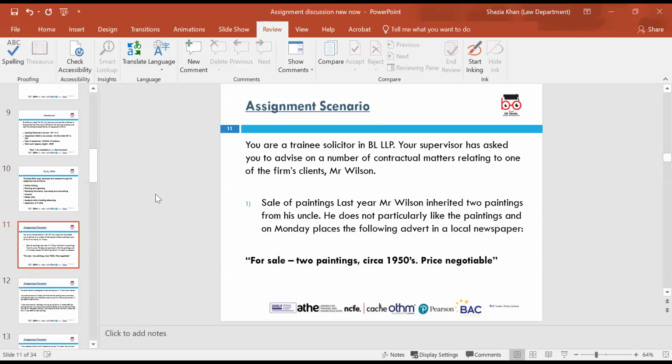Assignment scenario. So here is where the core of it starts, okay? So you are a trainee solicitor in BLLLP. Your supervisor has asked you to advise on a number of contractual matters relating to one of the firm's clients, Mr. Wilson. So you have to give advice on Mr. Wilson.